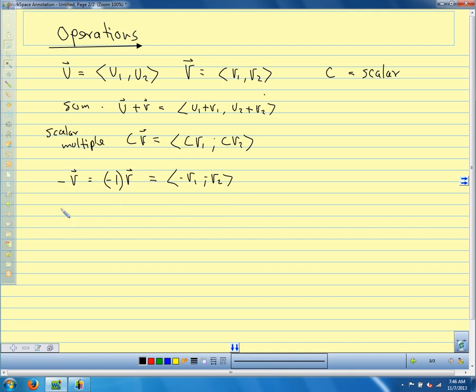And the difference, all these are pretty common sense. u minus v is u1 minus v1, we subtract the components, u2 minus v2. So these are our basic operations: addition, subtraction, multiplication by scalar.